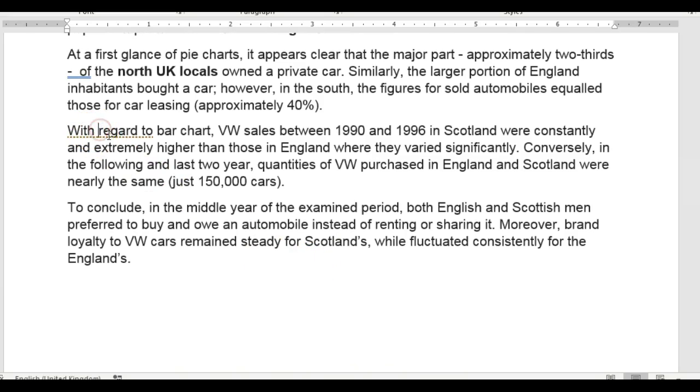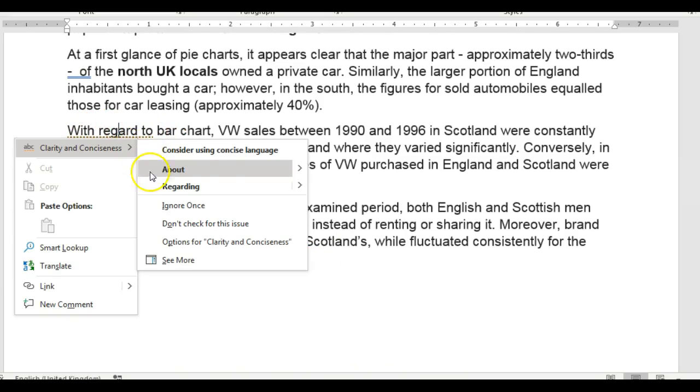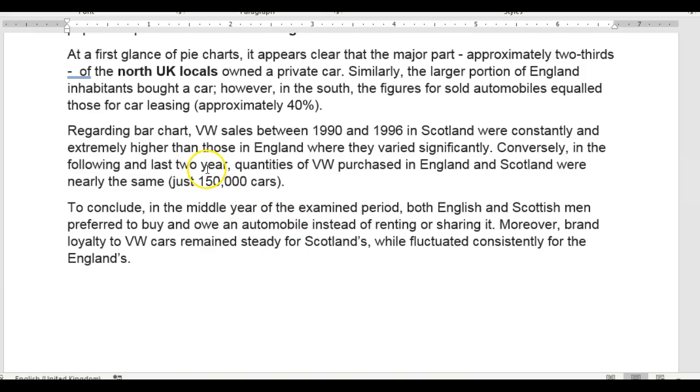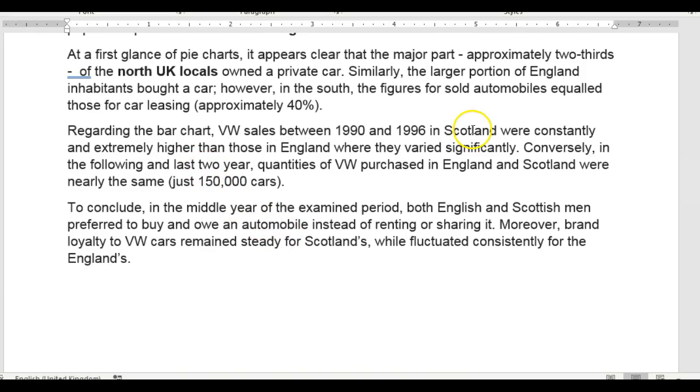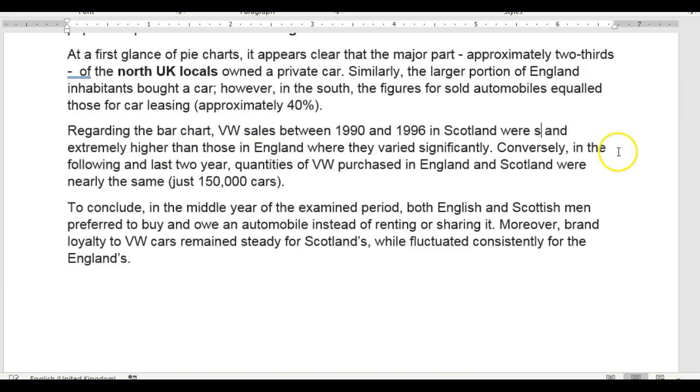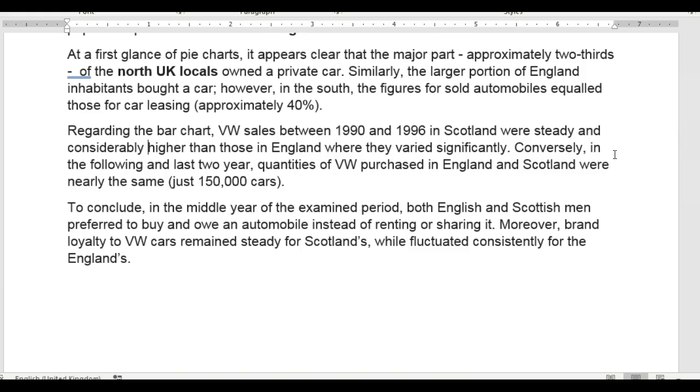With regard to, I would rather go with the suggestion of Microsoft Word and say regarding the bar chart, Volkswagen sales between this and this in Scotland were constantly and extremely higher. I would say were steady and considerably higher. You cannot say extremely higher. It doesn't work like this. Then those in England where they varied significantly. I like this sentence. This is a very nice sentence.